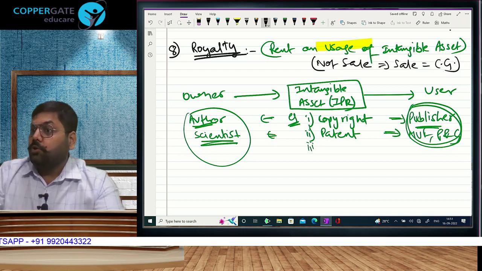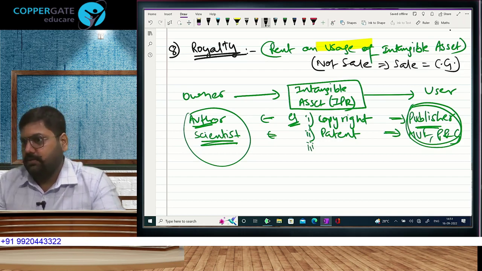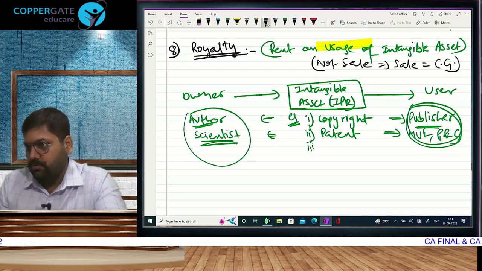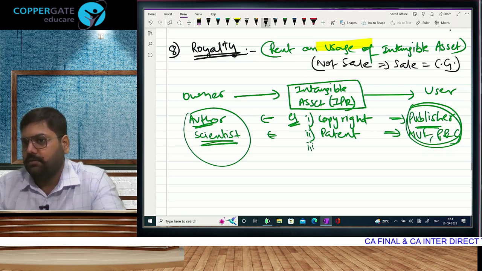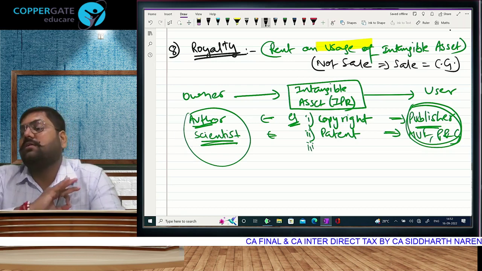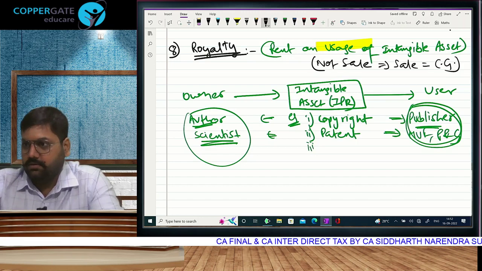And now you have to examine the facts. What are the facts? If I take a lump sum also from you, but I continue to use it, meaning it is a non-exclusive contract. Possible? So it is still royalty. When will it be capital gains? When the rights are surrendered. Then only it is capital gains.